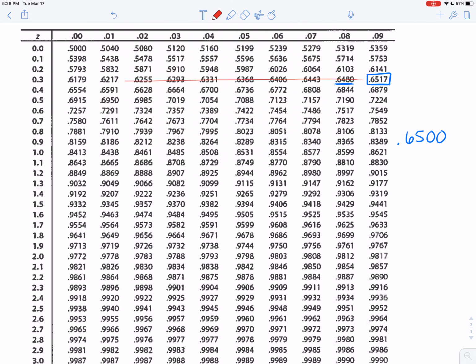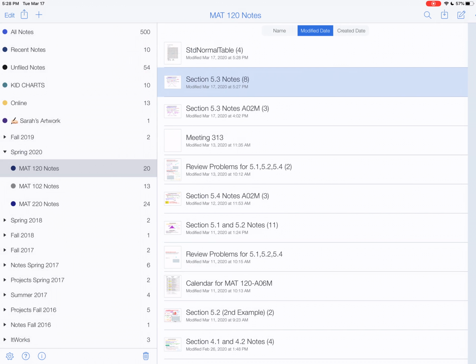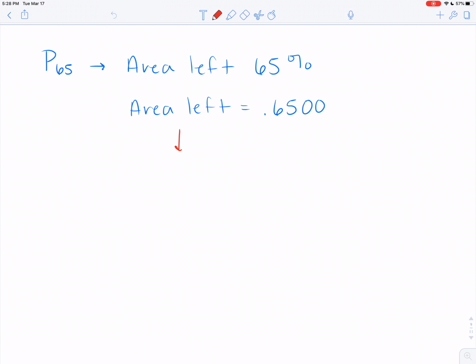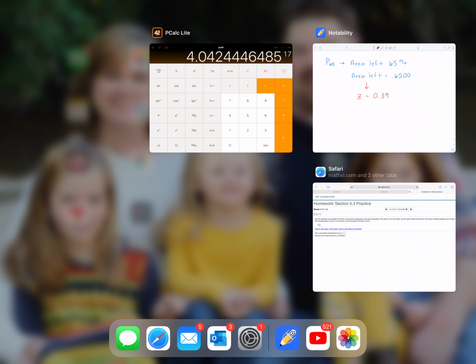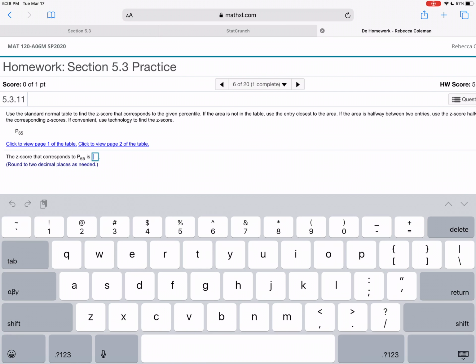And the z-score that corresponds is a 0.3 and 9 in the hundredths place. So again, these are areas of 65%. We found the z-score that corresponds, and that tells me the z-score that represents the 65th percentile is 0.39.